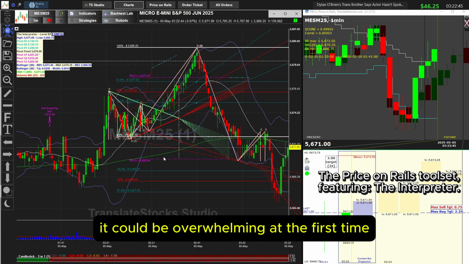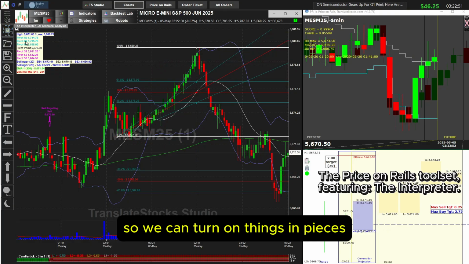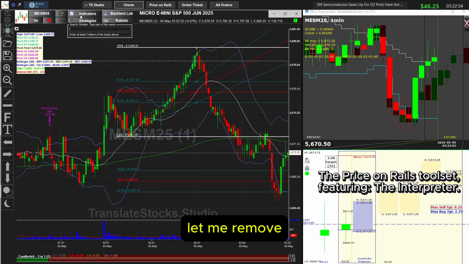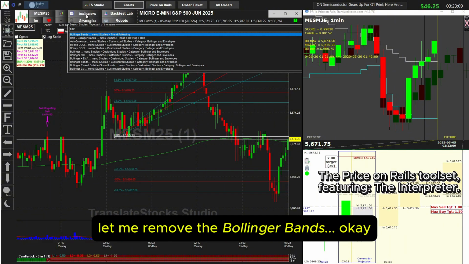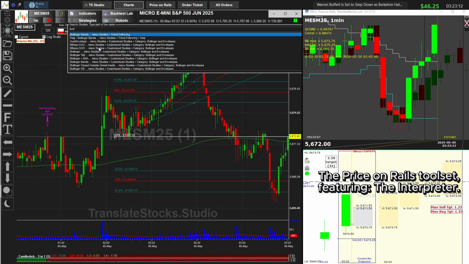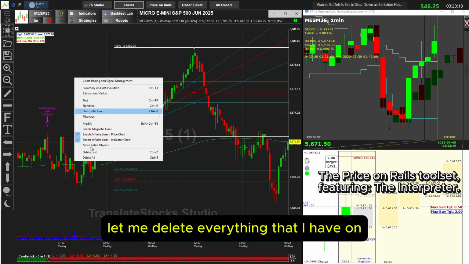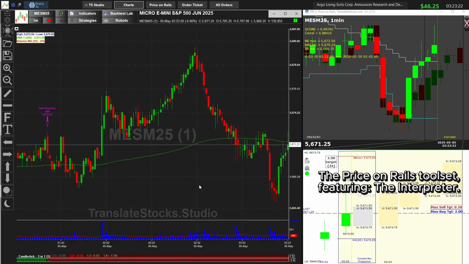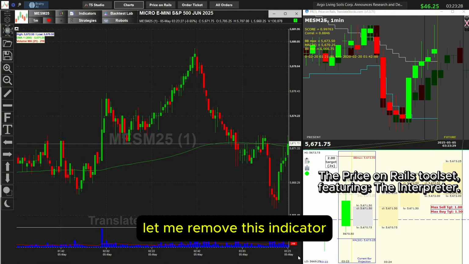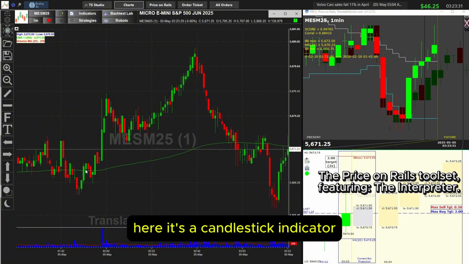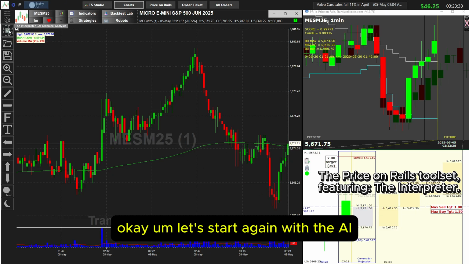It could be overwhelming the first time if you just turn on everything together, so we can turn on things in pieces. Let me remove the Bollinger Bands. Okay, let me remove the pivot points, and I'll leave this 200 moving average. Let me delete everything that I have inside the chart. Okay, now what we have here is the 1 minute chart. Let me remove this indicator here, a candlestick indicator. So we have only the 200 moving average and the bars. Okay, let's start again with the AI.